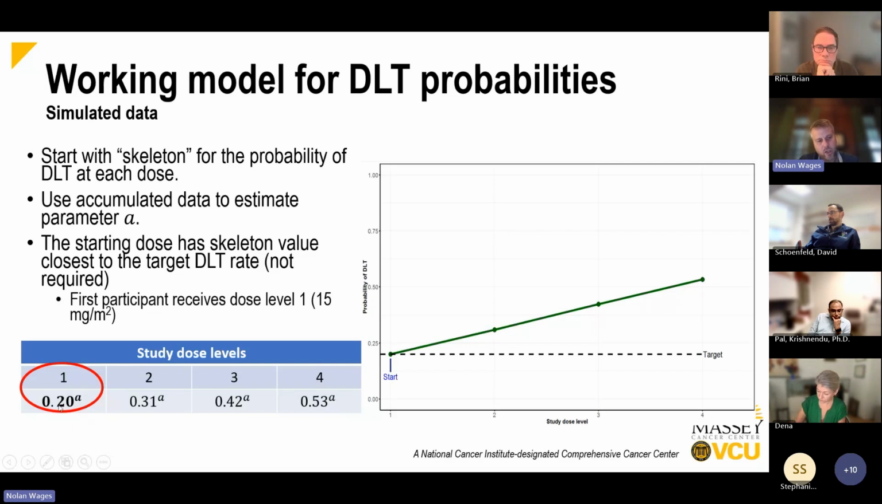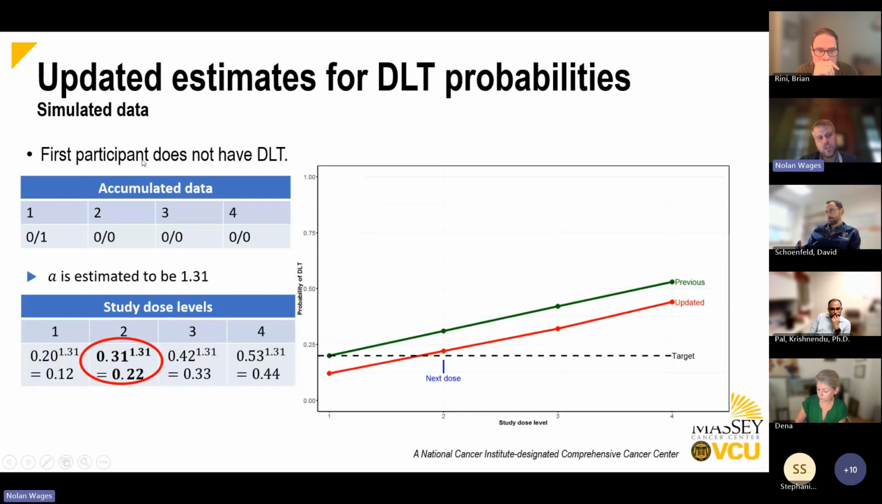So let's say we start at dose level 1. We're going to put one patient on dose level 1, and then we're going to update A and see what happens to this curve that we started with here, which is 0.2, 0.31, 0.42, 0.53. So let's say the first patient gets dose level 1, does not have a DLT. So now this is my data: 0 out of 1 at dose level 1, zeros at all the other dose levels. I do my statistics, and I get this A. I get an estimate for this A to be 1.31.